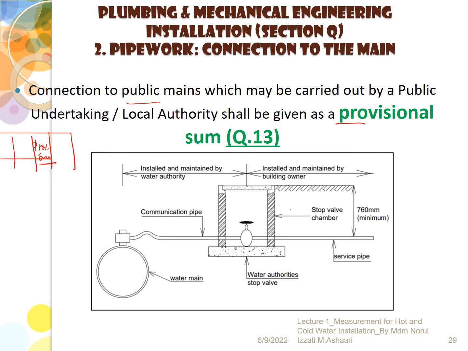You can see the detail of this example of the drawing. Okay, look at this photo. On the left hand side, installed and maintained by the local authority or the water authority. Let's say in Selangor we have Syabas, okay, and then in another state you have the specific water authority for that particular water supply. And then on the right hand side, you can see here installed and maintained by the building owner. In order for you to get the water itself, you have to measure this item as provisional sum. Okay.